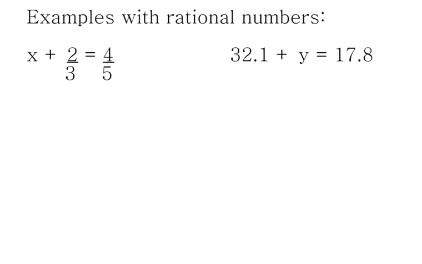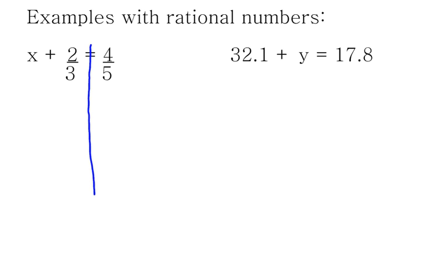Now here are some examples that include rational numbers. Remember, rational numbers are fractions and decimals. Of course, they're integers also, but all of my examples so far have been integers. So now we're going to try an example with rational numbers.